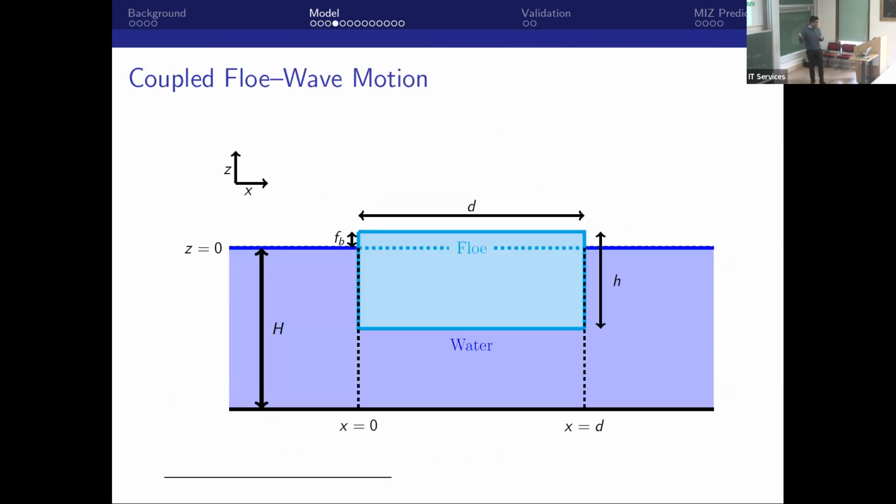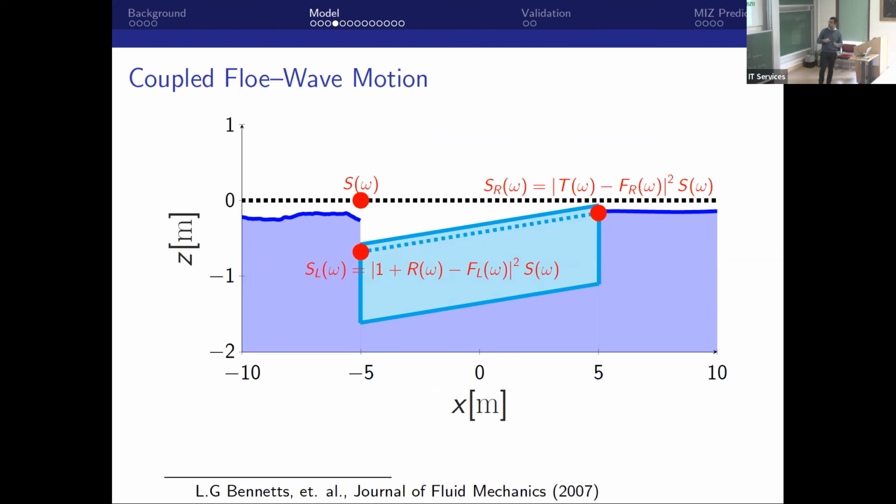So this is a schematic. My flow is of length D, thickness H. Since the density is so close to water, the freeboard's quite small, which is FB. And my water is capital H deep, although it's going to be pretty much infinitely deep for my purposes today. And then we're going to use elastic thin plate theory for the ice and linear potential flow theory for the water. Solving these equations, you can get out the reflection, transmission, and the flow motion coefficients, and in particular, combine them to get these three spectra of interest using this method here of Luke.